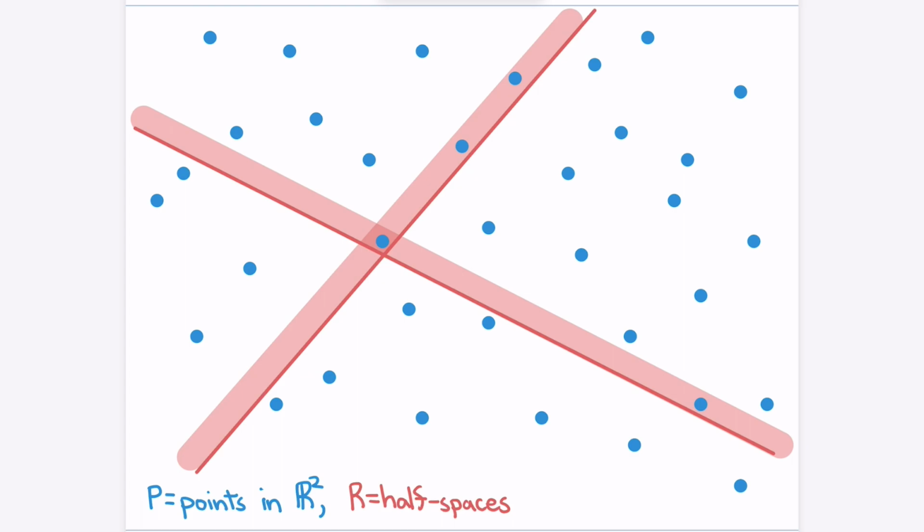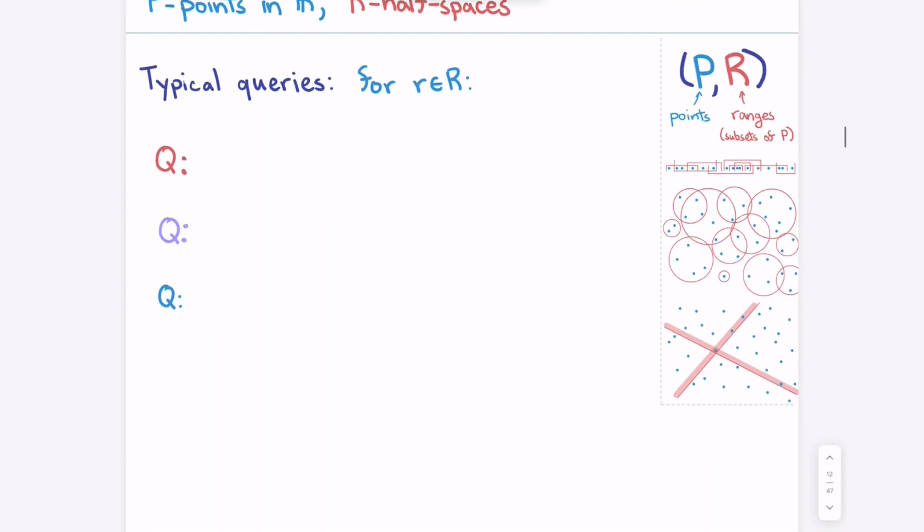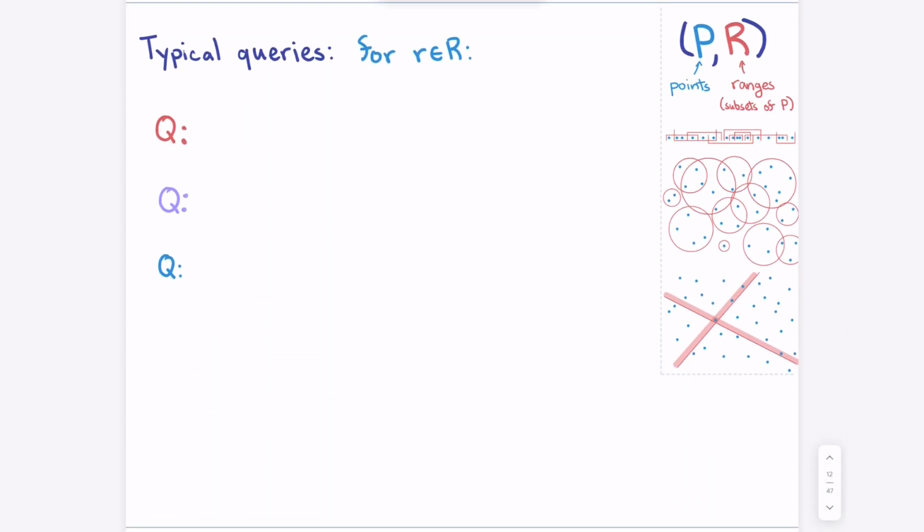Obviously, this is of interest to geometry people. This is also of interest in machine learning if you're trying to do classifiers where you're trying to split the point set in half, things like this. Okay, so in this world of range spaces and range queries, the kinds of queries you might ask and you might want to have a data structure for, some server for, are as follows.